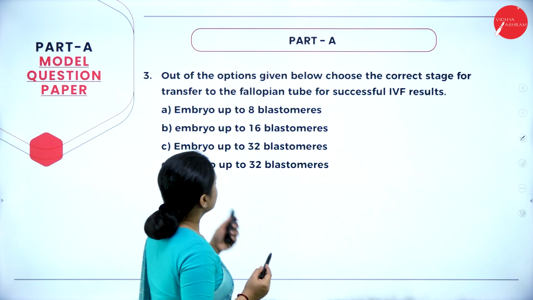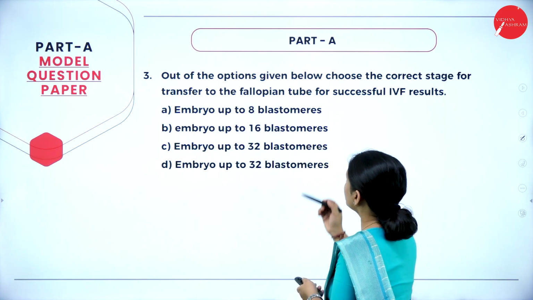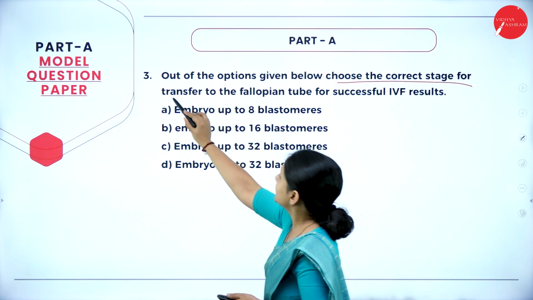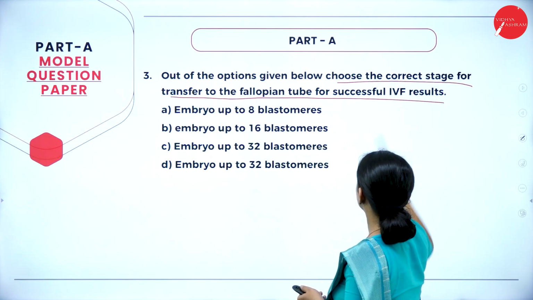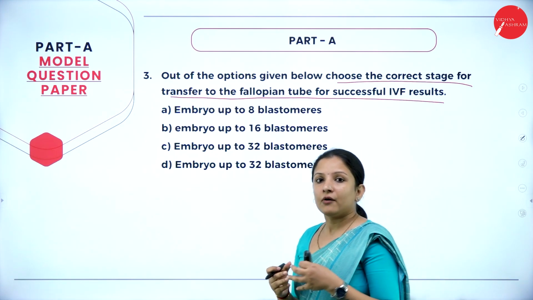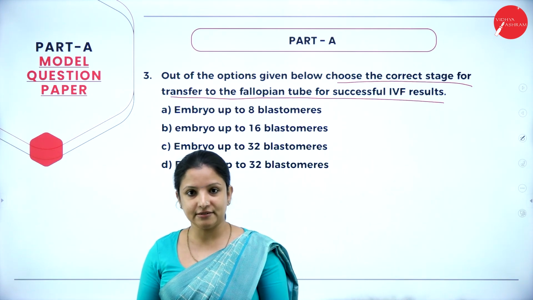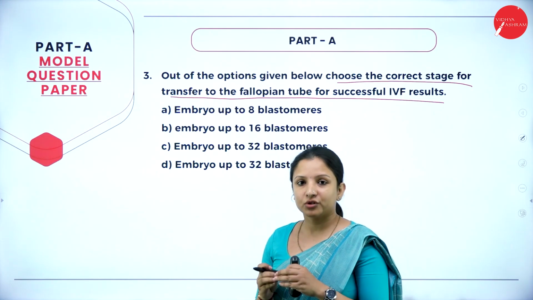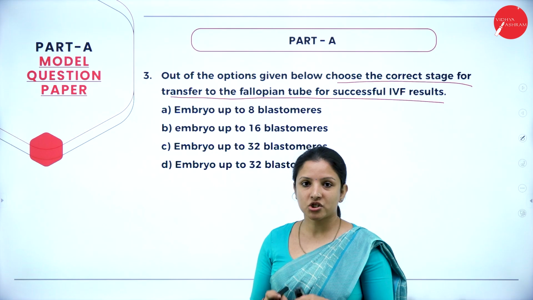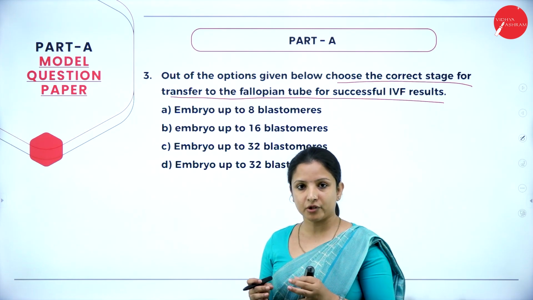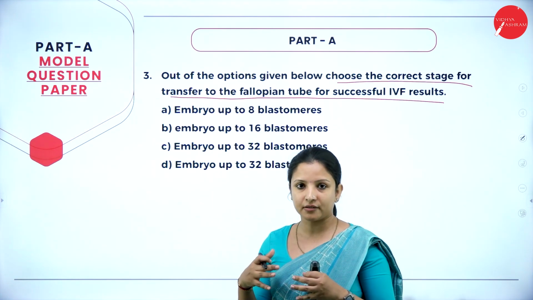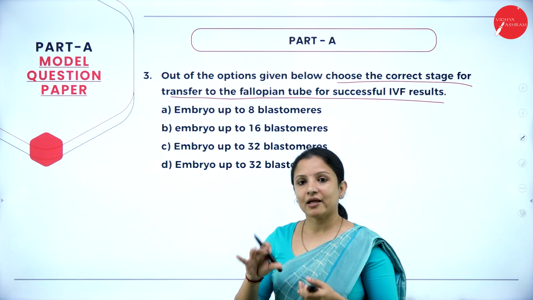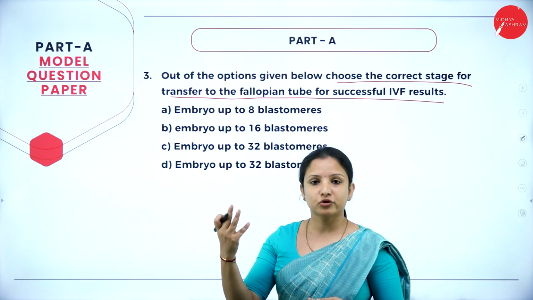Moving further. They have given few options here. Out of the options given below, choose the correct stage for transfer to the fallopian tube for successful IVF result. So what is this IVF? In vitro fertilization, right? In vitro fertilization, under suitable or simulated conditions in the laboratory, the ova from the donor or the mother and the sperm from the father are brought together and fertilized, and then it is put into the fallopian tube or the uterus of the mother.